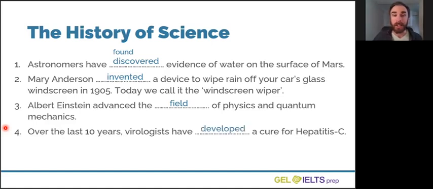The correct answer is developed. We would not say invented because a cure is a process or a technology or a concept. Over the last 10 years, virologists have developed a cure for hepatitis C.